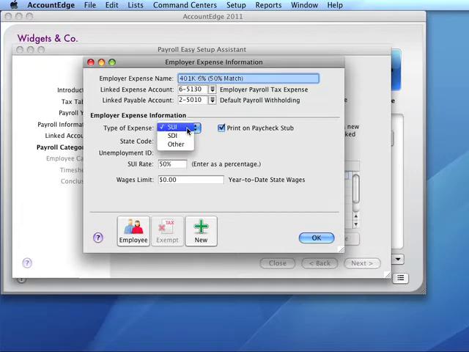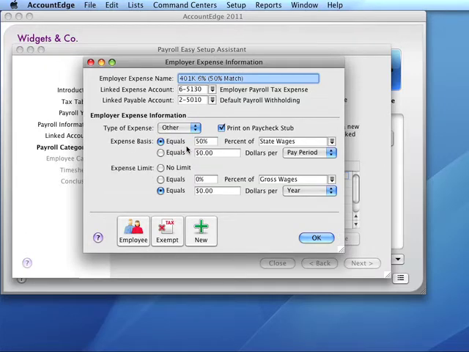If we select a wage type of other, we need to provide the expense basis and limit. The expense basis could be a percentage of any other wage or deduction category, or a fixed amount of dollars per pay period, month, or year. The expense limit could be no limit, or it could equal a percentage of any other wage or deduction category, or a fixed limit of some dollars per pay period, month, or year.